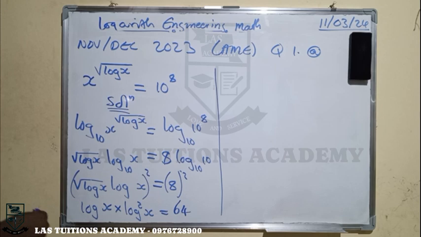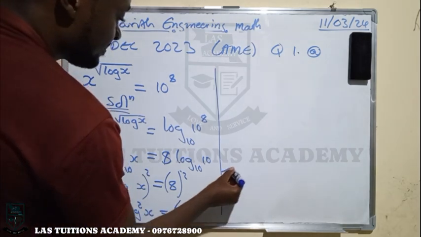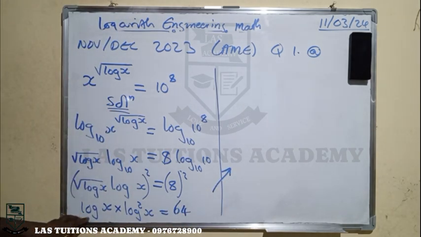Okay, so we continue. So log x. This one is squared, this one is not squared. So what are we going to do here? What will happen here? Who can suggest what will happen there? Yes, Chibala.